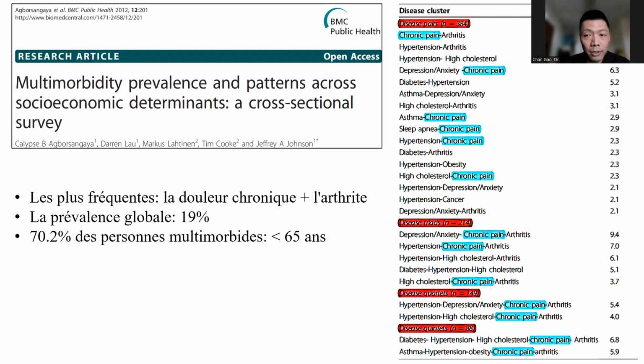The most common combination is arthritis and chronic pain. The most common combination of three conditions is chronic pain, arthritis, and depression/anxiety. The overall prevalence of multimorbidity in this study was 19% after standardizing for age and sex. Of those with multimorbidity, 70% were younger than 65 years old, so this is not only happening to older folks.